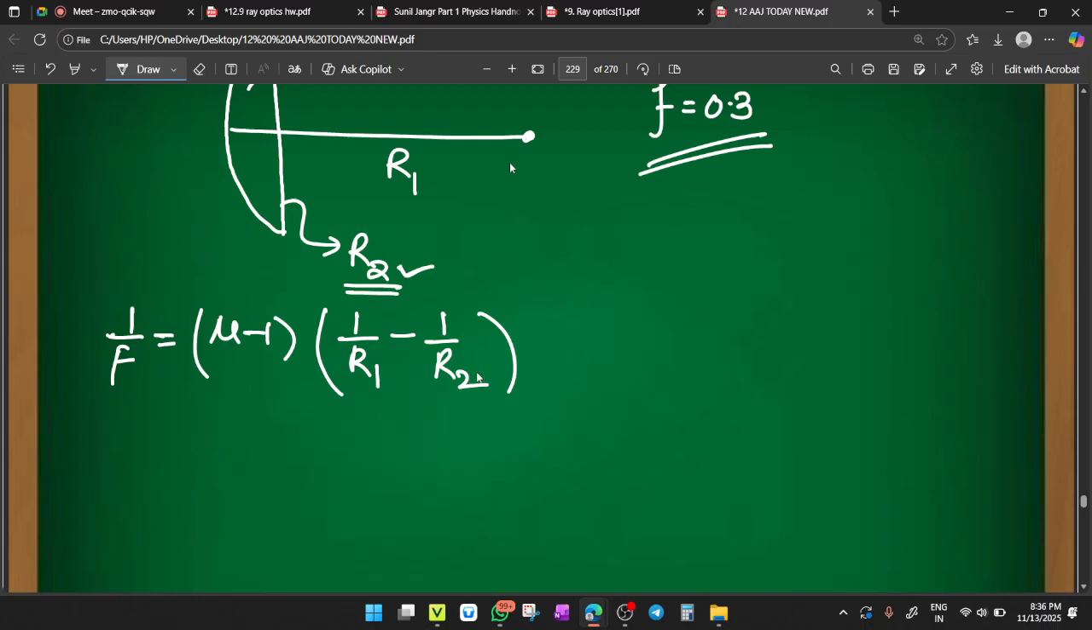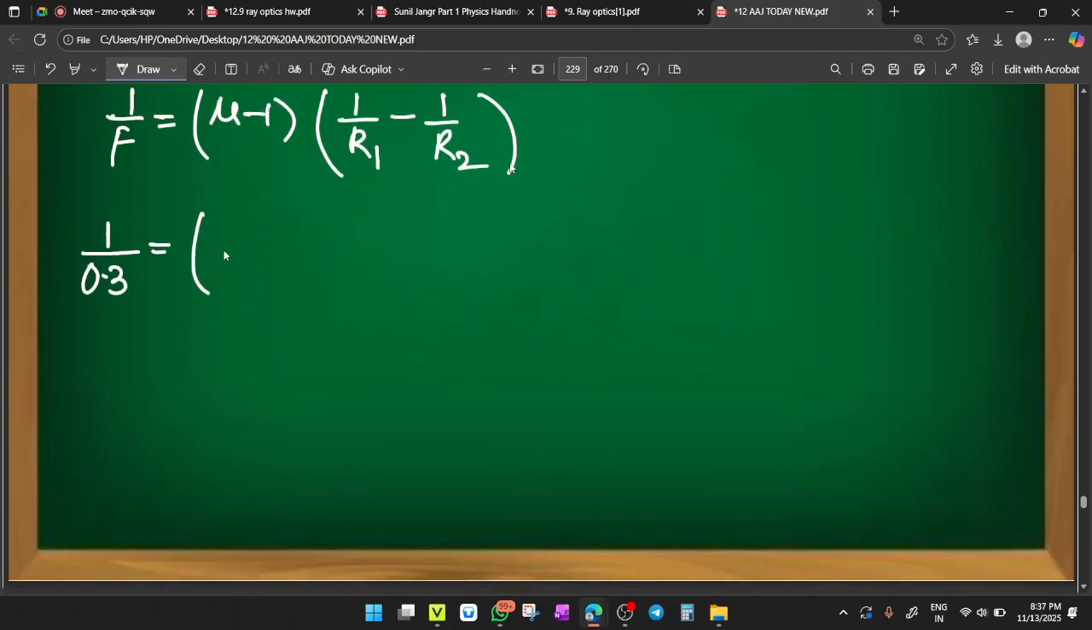Clear or not? We have been given the focal length equals to 0.3. So place the value 1 upon 0.3. Mu, the refractive index, is given as 1.3. So it is equal to 1.3 minus 1.